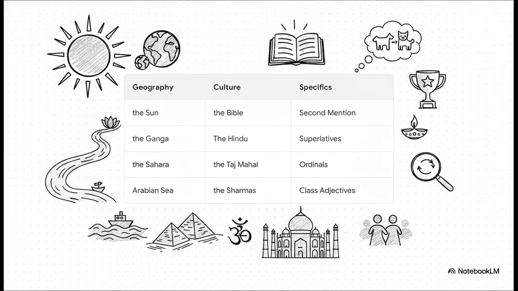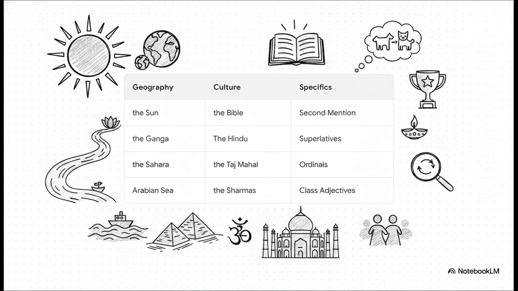We use it for unique objects in nature. The sun, the earth. We use it for major geography, like the Ganga or the Sahara Desert. We also use it for famous cultural touchstones, holy books, newspapers, and iconic buildings like the Taj Mahal. And of course, highly specific mentions, right? Superlatives, like the tallest, ordinals, like the first, or even just a second mention. If I say I saw a dog, that's general.